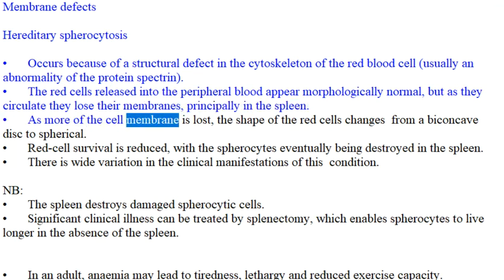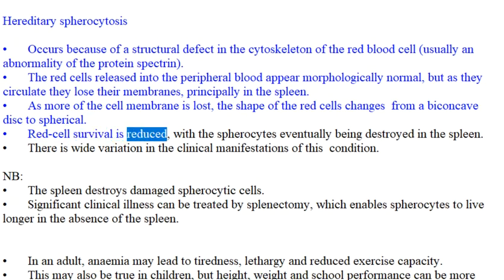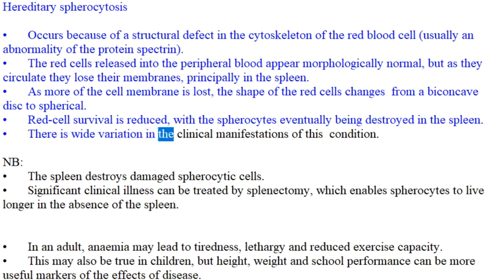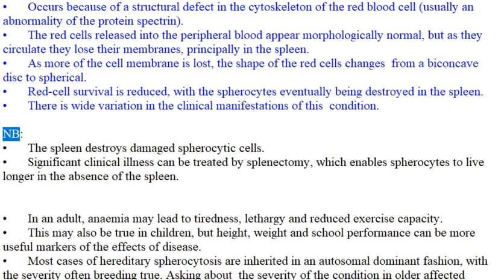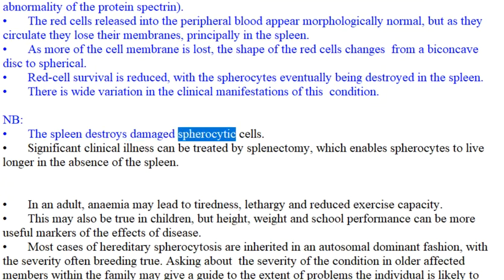As more of the cell membrane is lost, the shape of the red cells changes from a biconcave disc to spherical. Red cell survival is reduced, with the spherocytes eventually being destroyed in the spleen. There is wide variation in the clinical manifestations of this condition. NB. The spleen destroys damaged spherocytic cells.